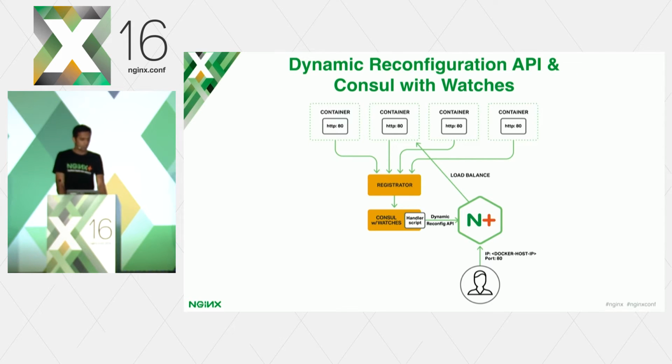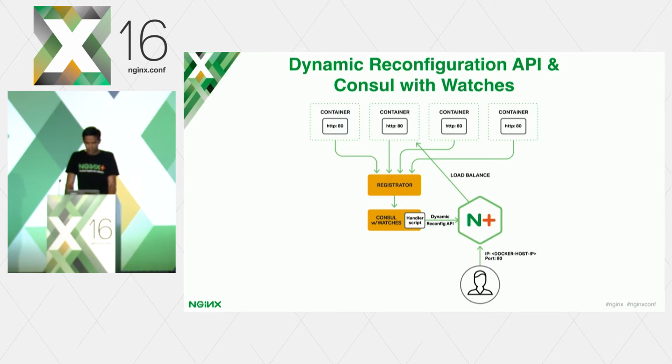So this diagram here shows, again, the integration with NGINX Plus. Again, we have the backend HTTP service containers, which need to be load balanced. As and when they get created or destroyed, registrator, having access to the Docker API, will detect this and update the service objects and update Consul as well, which is the service registry.